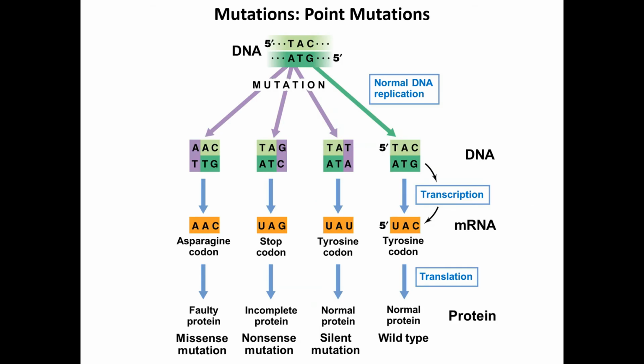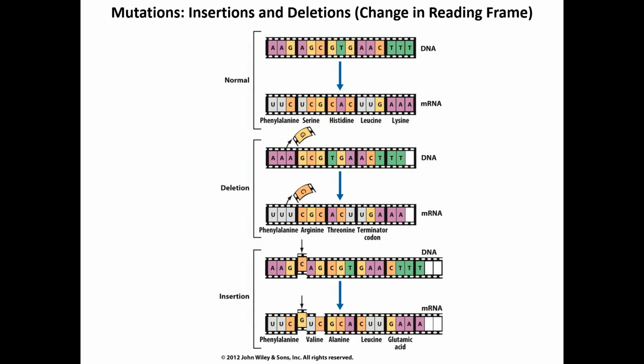So this goes through and gives you examples of missense mutations, nonsense mutations, and silent mutations, like I went through before. Again, this shows you the process of altering the reading frame. It's kind of like if you think about the reading frame as a kind of film strip.